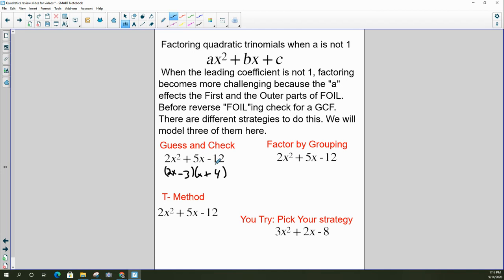So it was 2x times 4, which was 8x, right? Negative 3 times x, which is negative 3x. That adds up to 5x, so I know I'm right. So that's my guess and check.